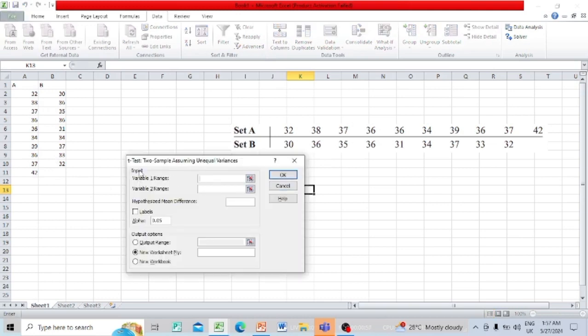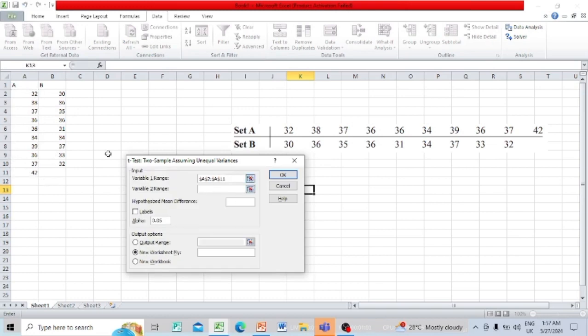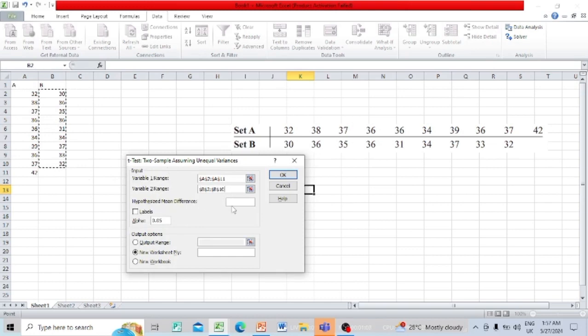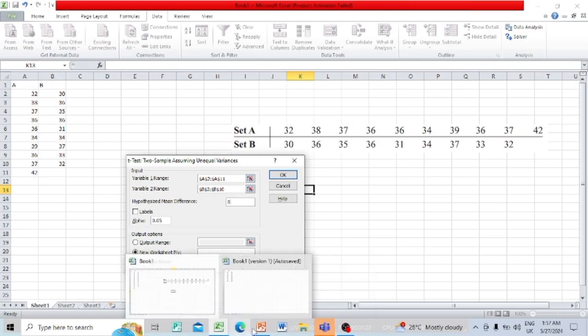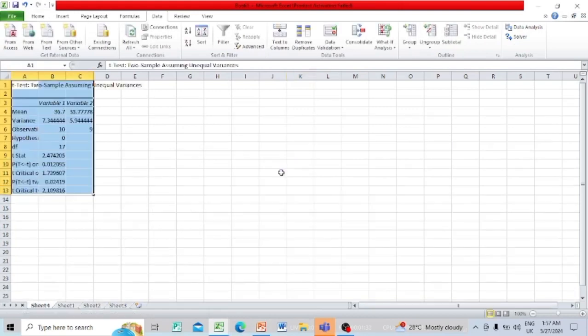And then, variable 1 range. So, this one, click lang natin siya. And variable 2 range is this one. And then, hypothesized mean difference. Wala naman tayong given na mean difference. And our alpha is 0.05. So, tama. And let's just click OK.